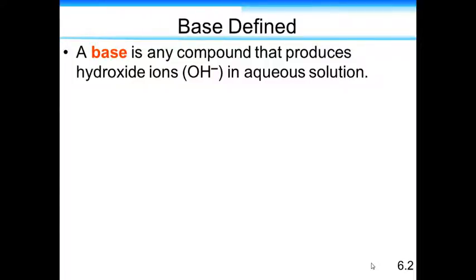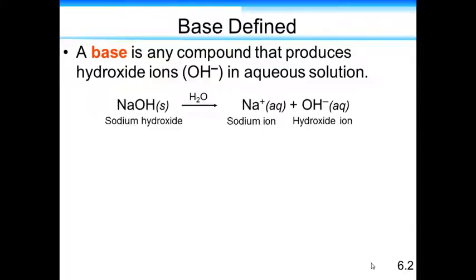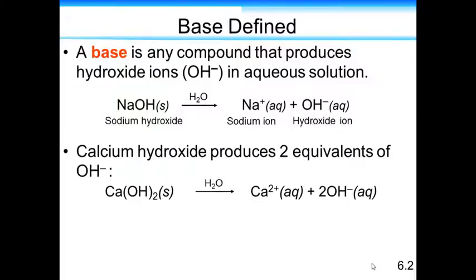But what defines a base? Well, it's any compound that produces hydroxide ions in solution. So sodium hydroxide clearly produces hydroxide ions in solution. For 1 formula unit of calcium hydroxide, we produce 2 equivalents of OH minus, our hydroxide basic ion. Just like the hydronium defined an acid, the OH minus defines a base.